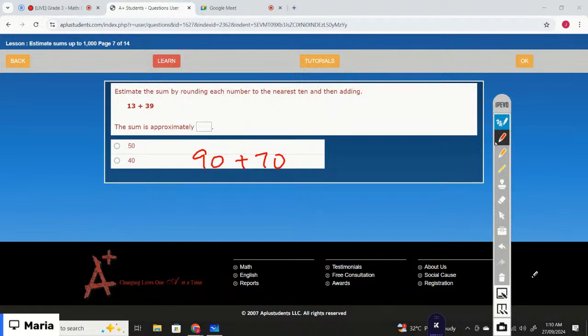Thirteen is rounded off to 10 and 39 is rounded off to 40. So the correct option is option number 1. That is 50. Option number 1 is the correct option.